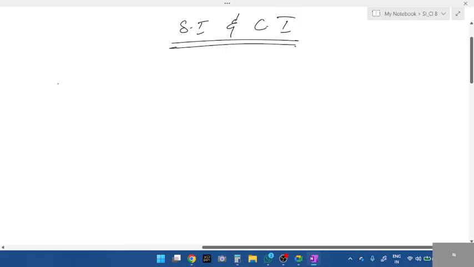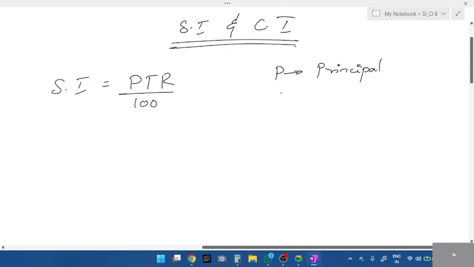Okay, all tell me, students, what is the simple interest formula? Simple interest: Interest is equals to PTR by 100. In that, what is P? Principal, the amount which we borrow, right? T stands for time, students.